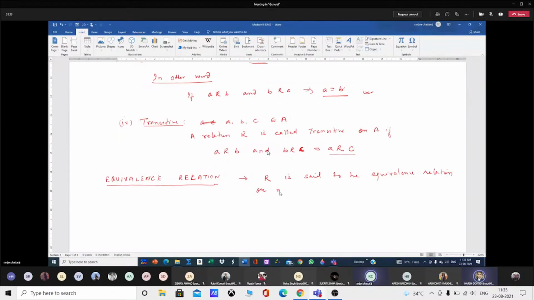Reflexive, symmetric, and transitive. Good. On a non-empty set A, the first condition is reflexive, the second is symmetric, and the third is transitive.